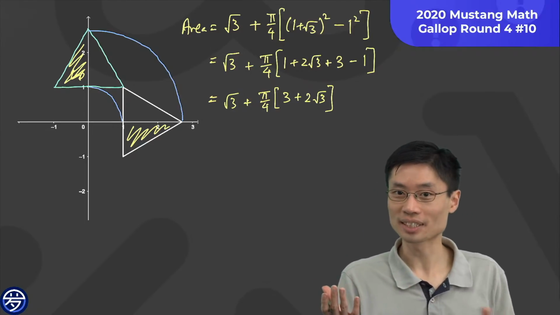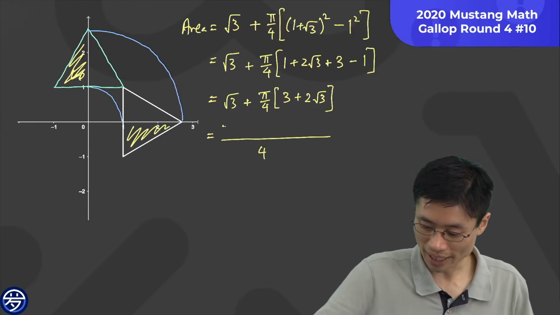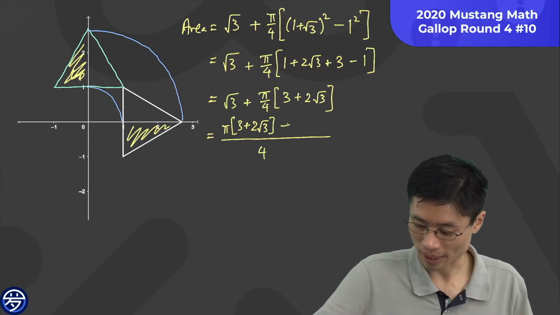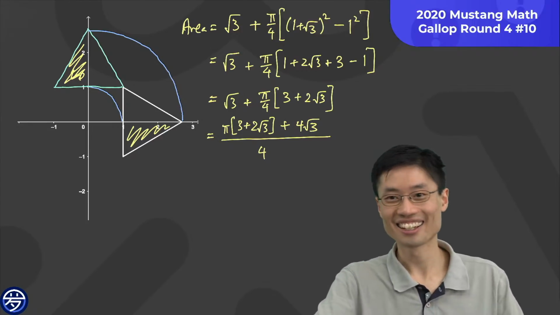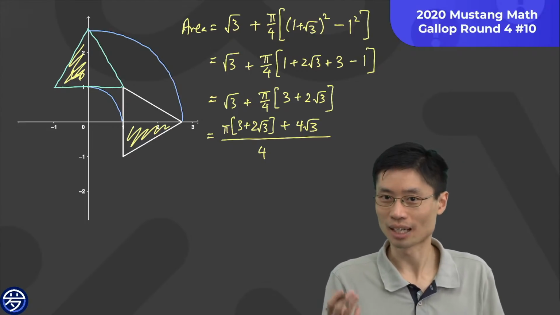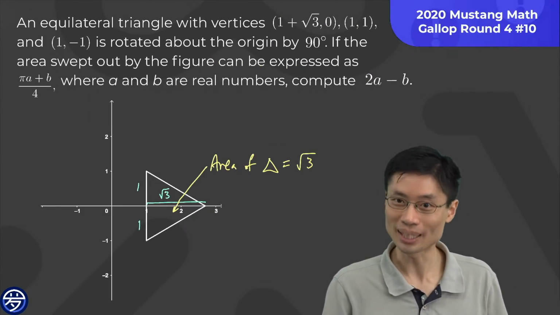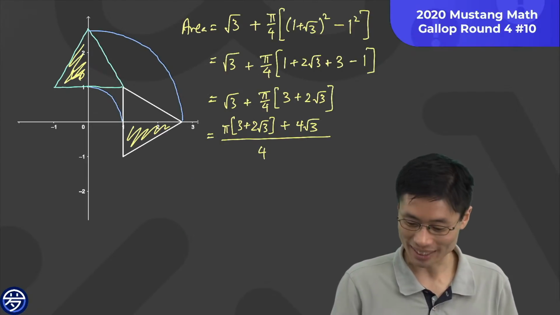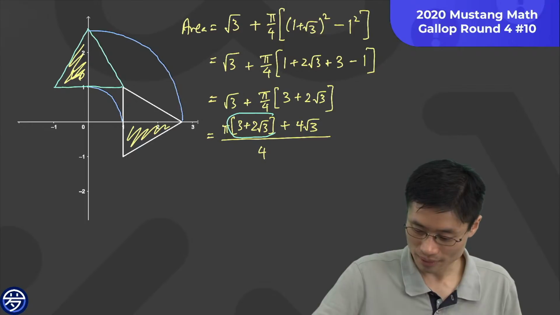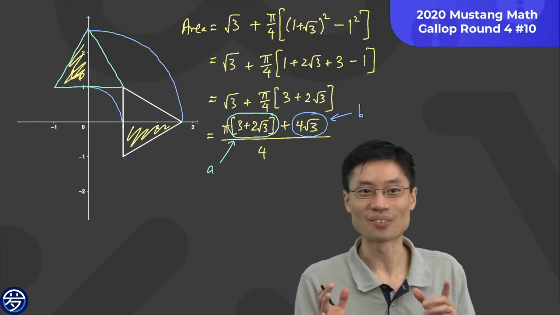Okay, I guess we're trying to put everything together. So if we're putting everything together, then this is going to be all over 4, pi times 3 plus 2 root 3, plus 4 root 3. So that's what's going on. I was wondering where this root 3 was going to go, because the answer is going to have a root 3 in it, except that the problem asked, what is 2a minus b? So a is this one, and b is this one. So now I just need to know what is 2a minus b.